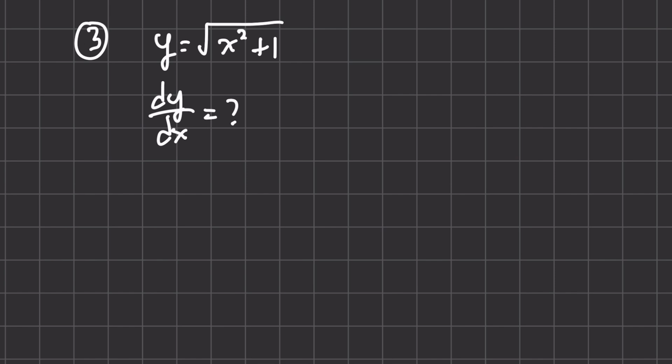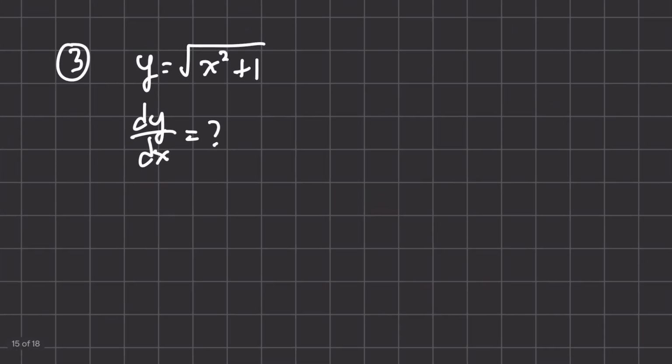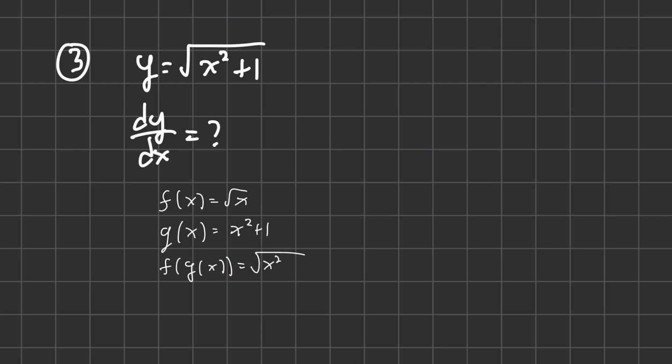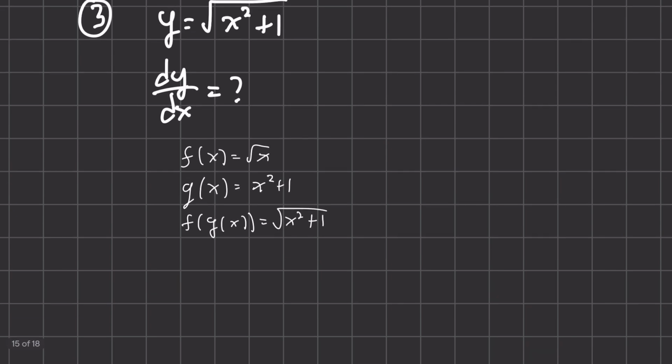So now if you tried the question, it's pretty similar to the last problem in the sense that it is again a composition of two functions. Now composition of which two, you may ask? Well, we'll call f of x the square root of x, and we'll say g of x is equal to x squared plus 1. And so what is f of g of x? Well, that is simply just the square root of x squared plus 1. And so again, we can just apply the chain rule.